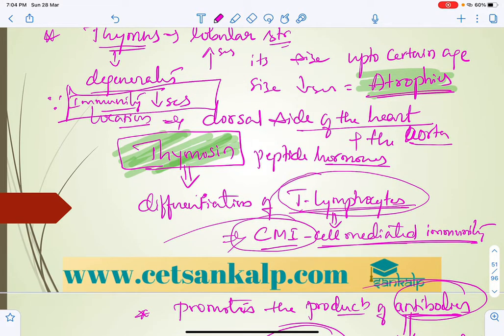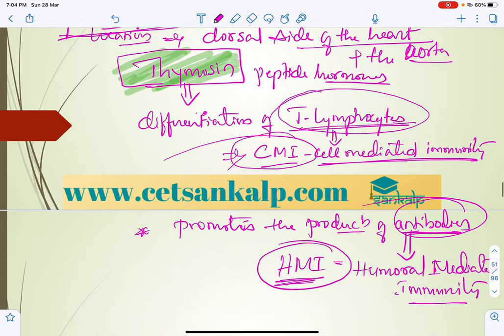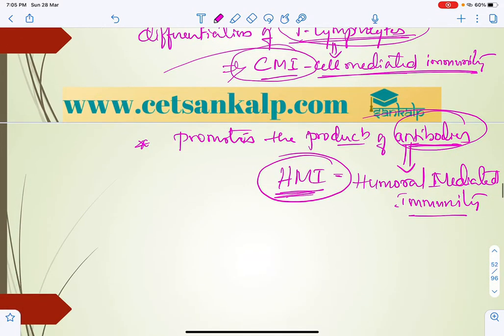As the thymus gland atrophies, it degenerates, and the production of thymosin decreases. Because of that, immunity decreases. So that is related to the thymus gland.